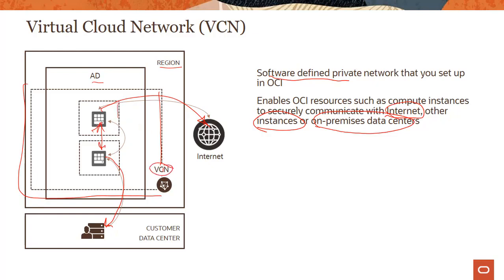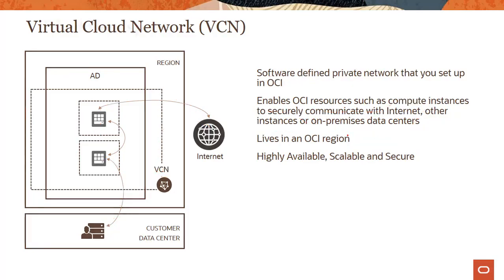Then we have these compute instances running inside the VCN. Like we said, a VCN lives within an OCI region, and it's highly available, secure, and scalable, all done in software, so it inherits all those constructs.